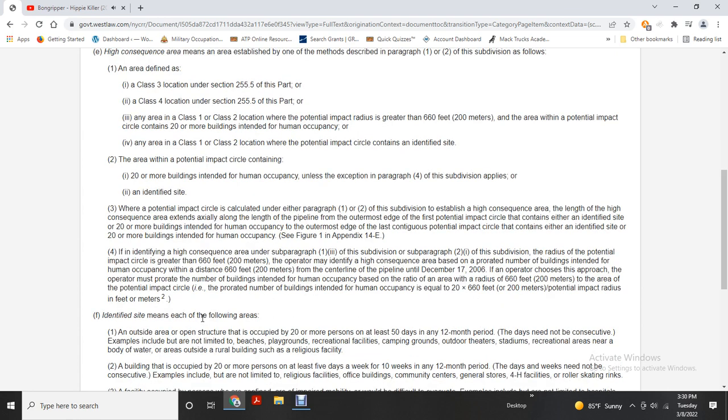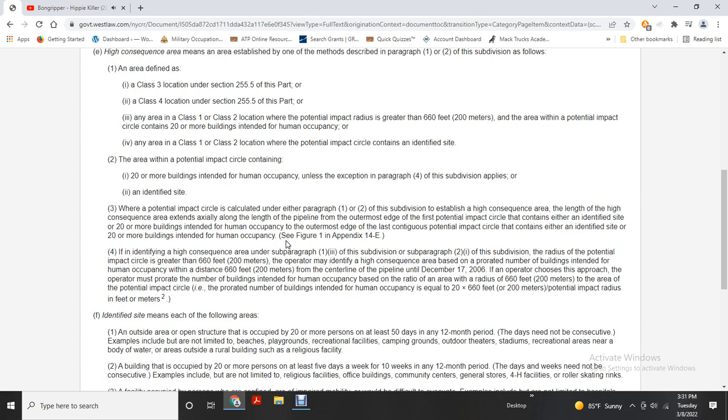When the potential impact circle is calculated under paragraphs 1 and 2 of this subdivision, establish a high consequence area. The length of the high consequence area extends axially along the length of the pipeline from the outermost edge of the first potential impact circle containing the identified site or 20 or more buildings intended for human occupancy, to the outermost edge of the last contiguous potential impact circle containing the identified site or 20 or more buildings intended for human occupancy.